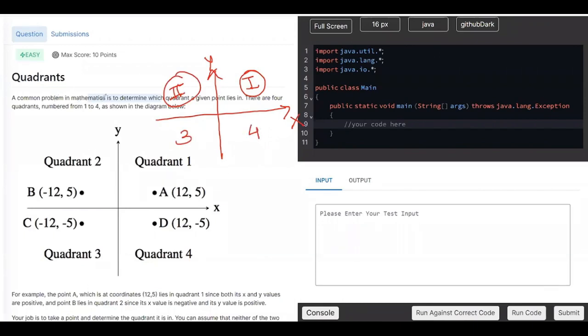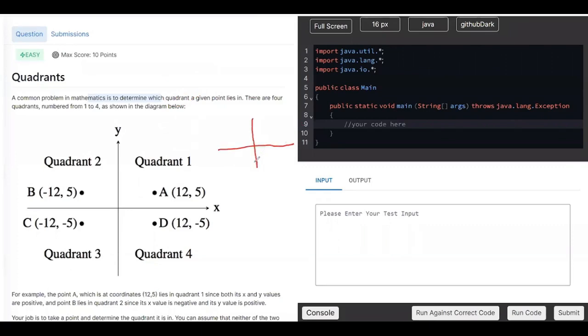So a common problem in mathematics is to determine which quadrant a given point lies in. Any point in the 2-dimensional plane has 2 coordinates, an x coordinate and a y coordinate. Let's say I give you a point 3, 4. Adarsh, can you please tell me in which quadrant this point 3, 4 lies? What is the meaning of this point 3, 4? 3 units you have to move in the x direction and 4 units in the y direction.